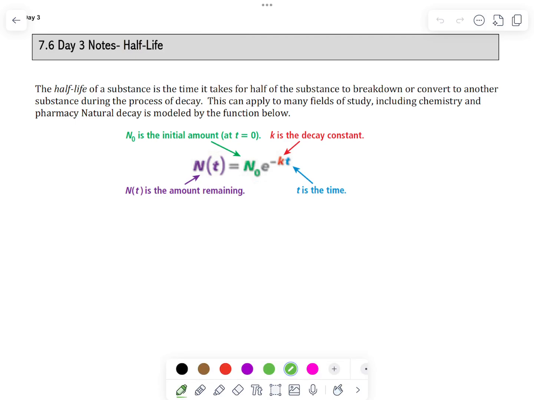This might look familiar to you. If I write it as A equals P E to the R T, it is very similar in format. A is the end amount, P is the principal, the initial amount, R is the interest rate, and T is the time. And this is our formula when we use compound interest.